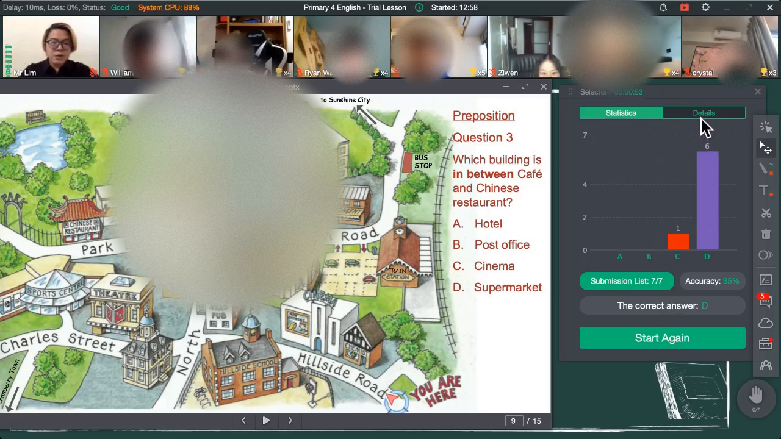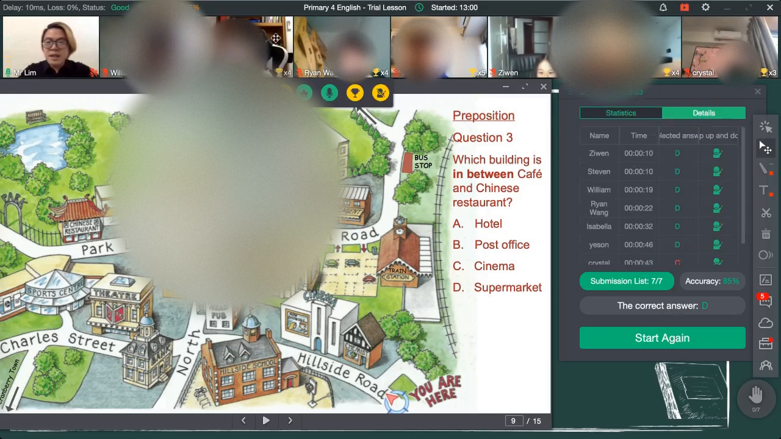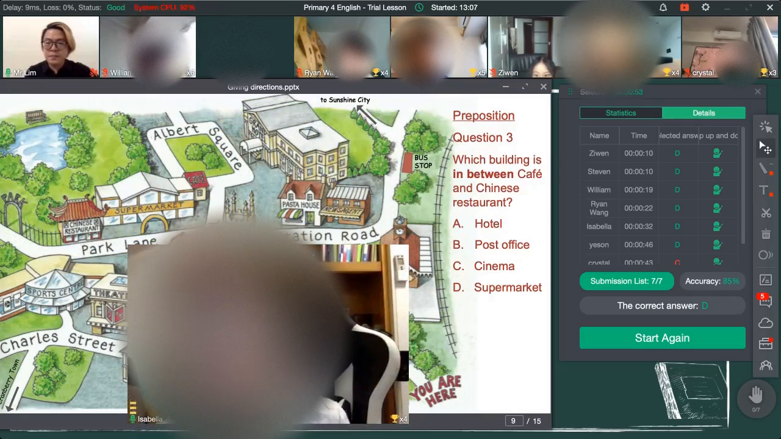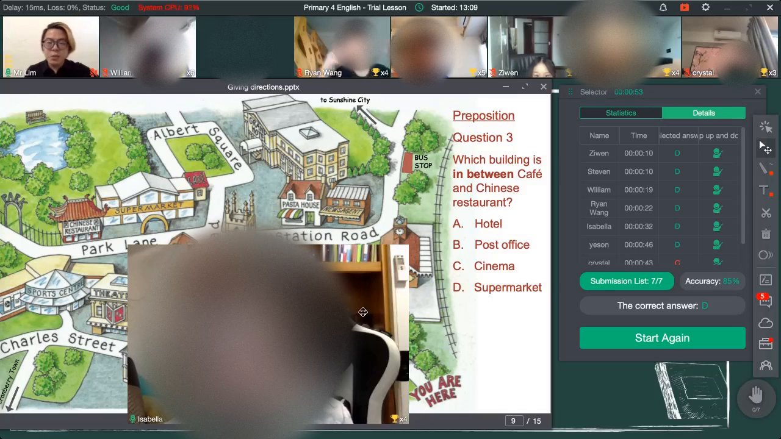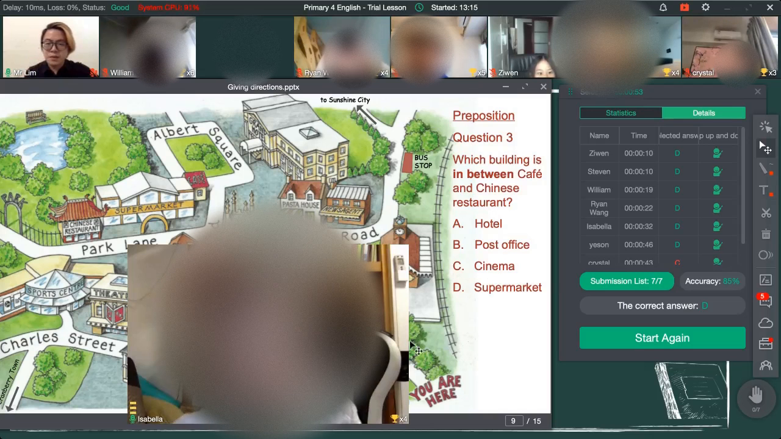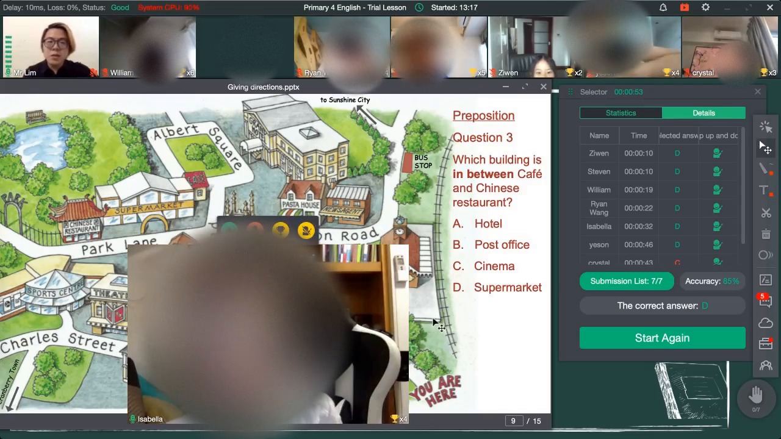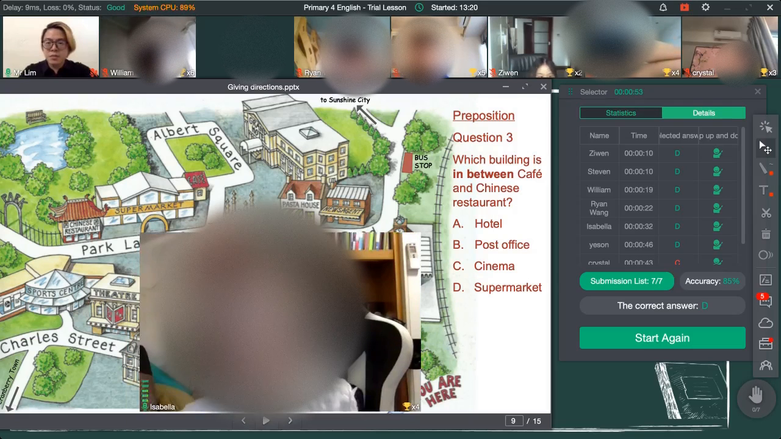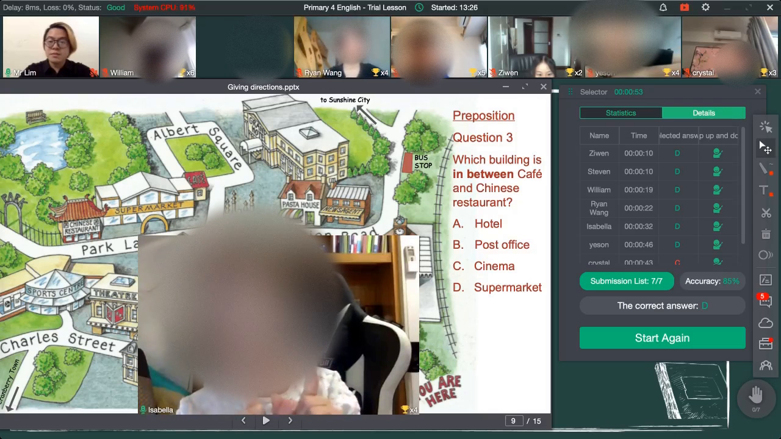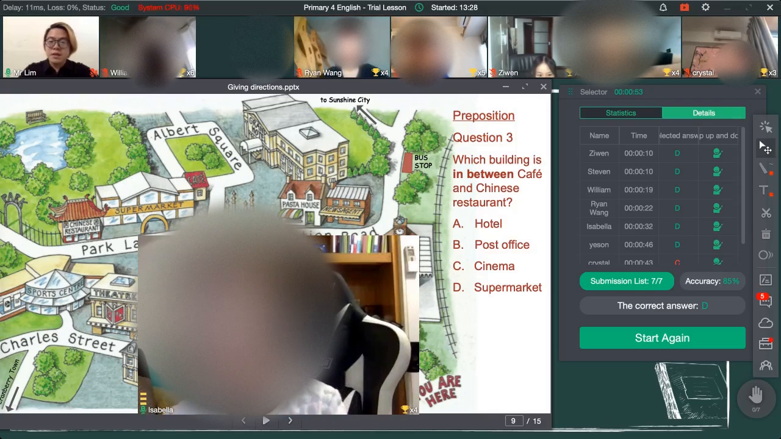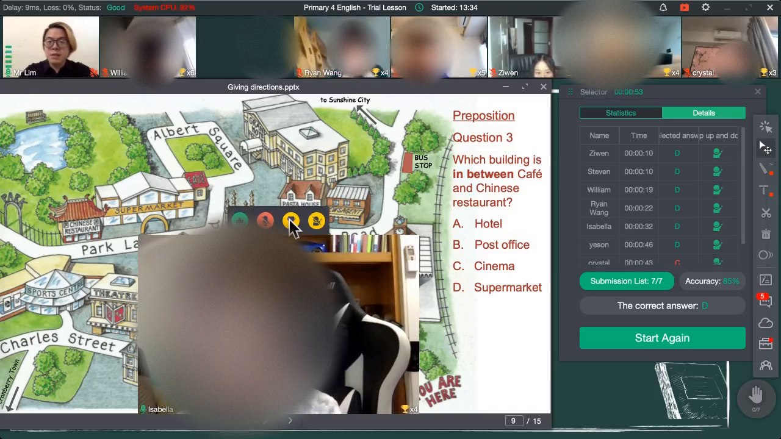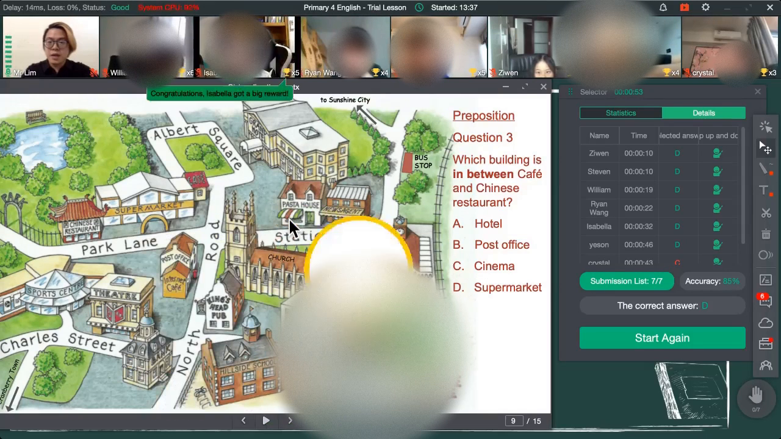Nice. Okay. So, I'm going to get Isabella. Hi, Isabella. What do you choose? D. And which building is D? The supermarket. Okay. So what is the meaning of in between? Like in between, like if there are two people and this person is in between, in the middle of. In the middle of. Very nice. Okay. So actually in the middle of is another way of saying in between. Well done. Okay. I'm going to skip the next question.